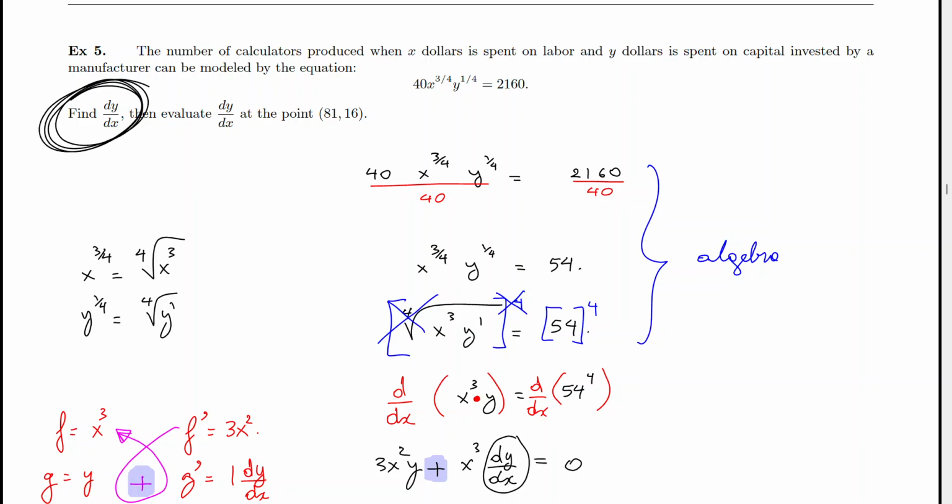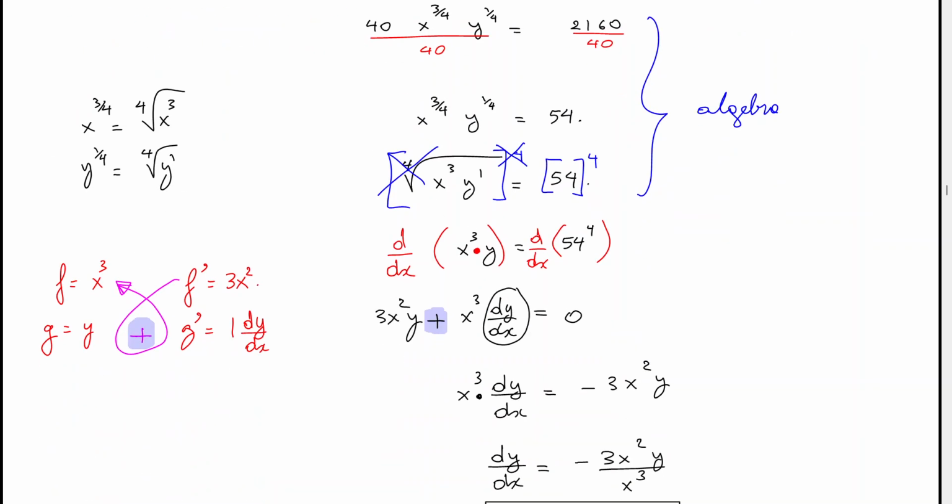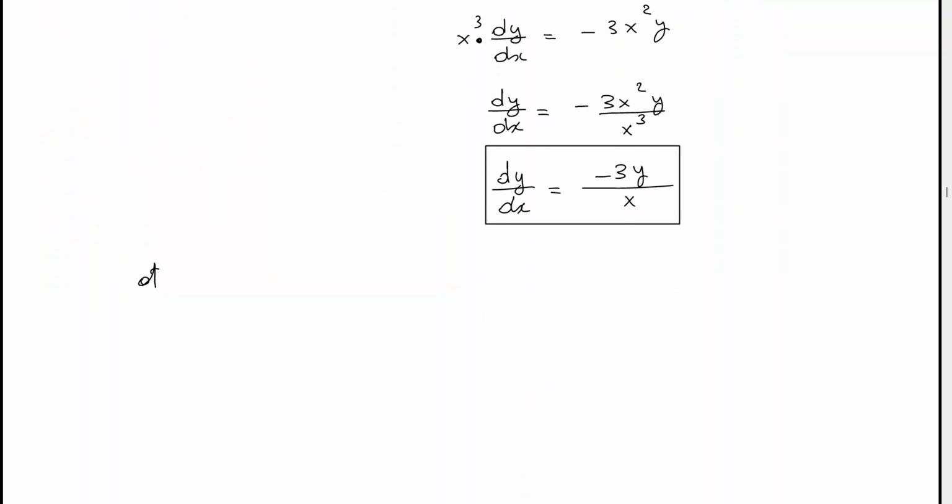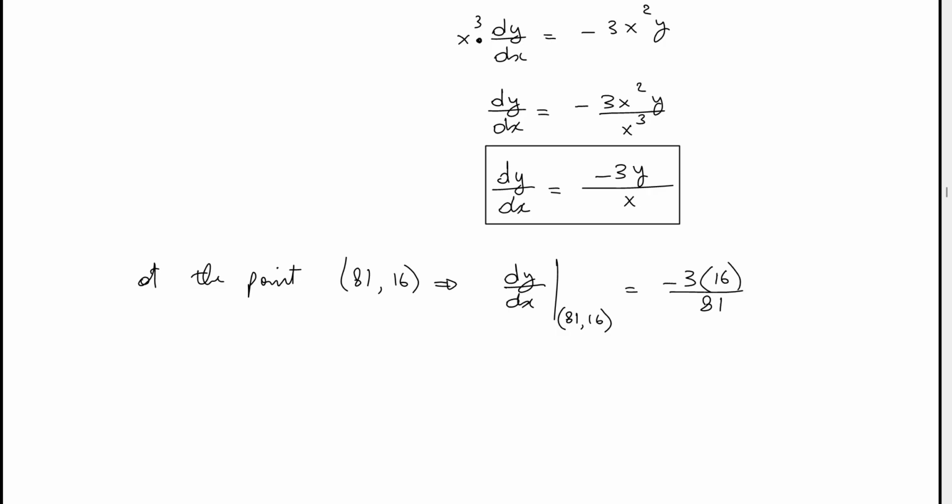But not only that, they want me to evaluate the derivative at the point 81, 16. So at the point where the x coordinate is 81 and the y coordinate is 16, what is my derivative? The dy over dx evaluated at the point 81, 16 will be negative 3 times the y, which is 16 for me, divided by the x, which is 81. So remember, the x goes on the denominator because that's where x is found, and the 16 is the y. It goes on the numerator because that's where the y used to be.